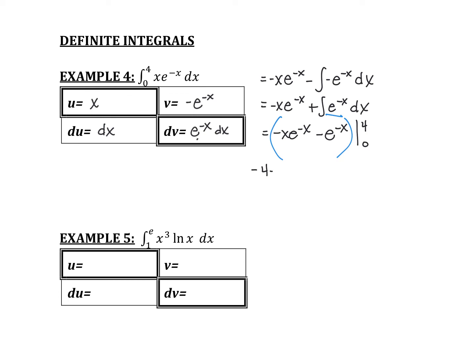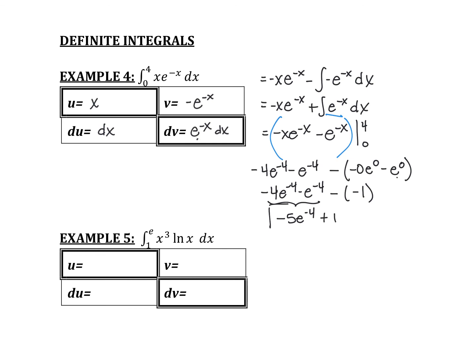So we would get negative 4 e to the negative 4 minus e to the negative 4, minus, and then I'm going to substitute in 0. So we get negative 4 e to the negative 4 minus e to the negative 4 minus negative 1, because e to the 0 is 1. I can combine these, so we get negative 5 e to the negative 4 plus 1. And there's my definite integral. All right, hit pause. Try this last one and see how you do.